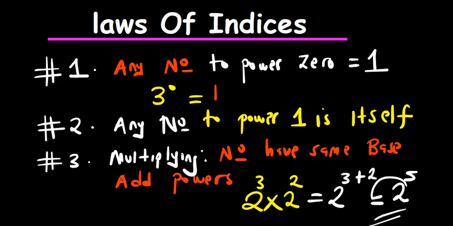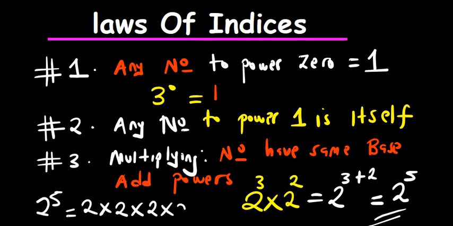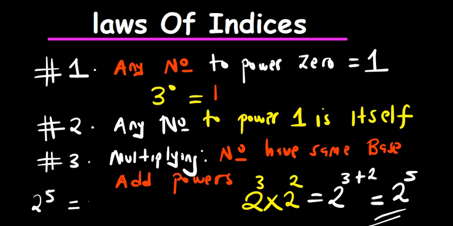In index form, you always have the base and the power. However, if they want us to solve it, we are going to multiply. What does 2 to the power 5 mean? 2 to the power 5, we said, means 2 multiplied by 2 multiplied by 2 multiplied by 2 multiplied by 2. You are multiplying 2 by itself 5 times. So that's what it means. If they tell you to simplify completely, it means you have to find the answer. 2 to the power 5, you know that it's just going to give you 32. Okay? So that is rule number 3.